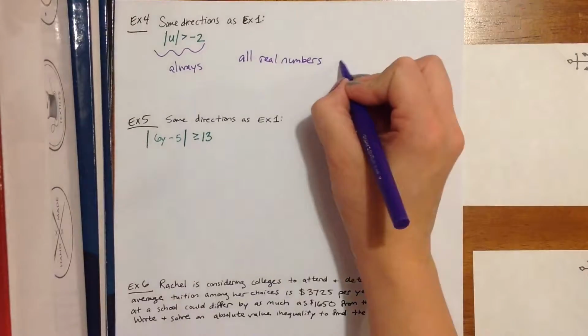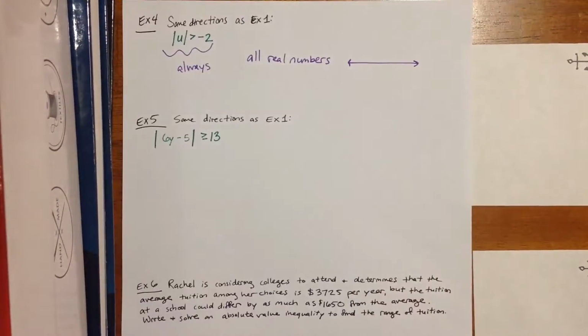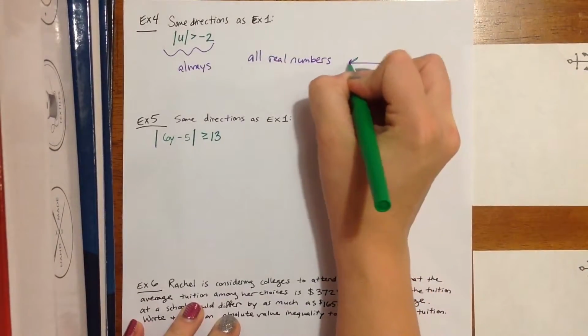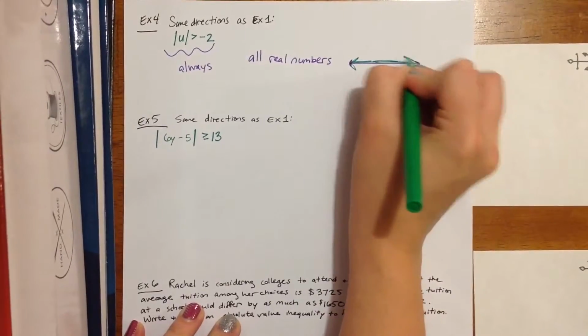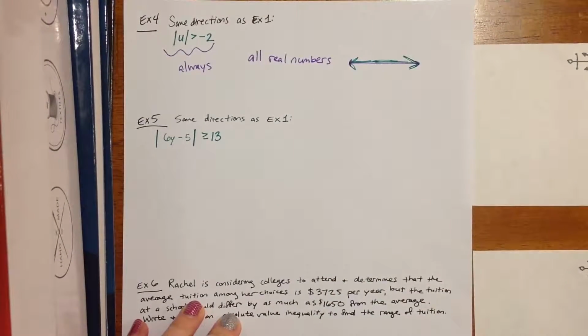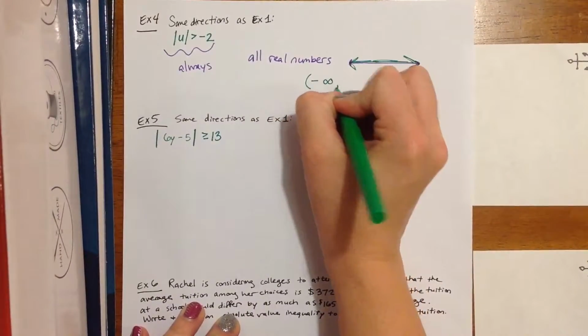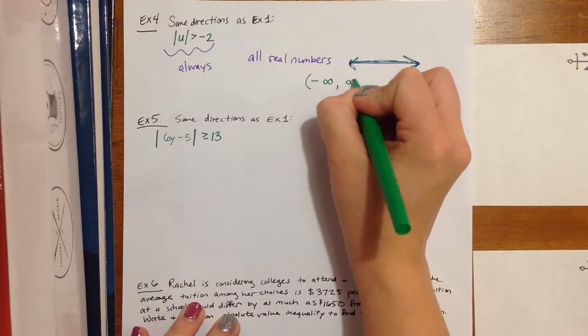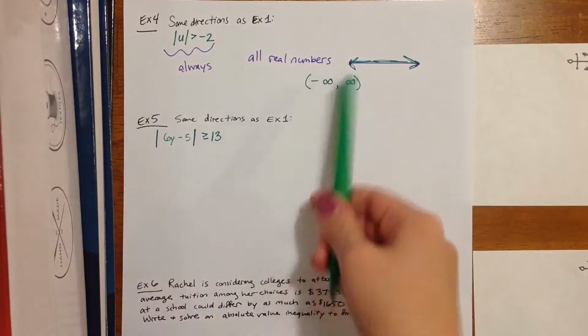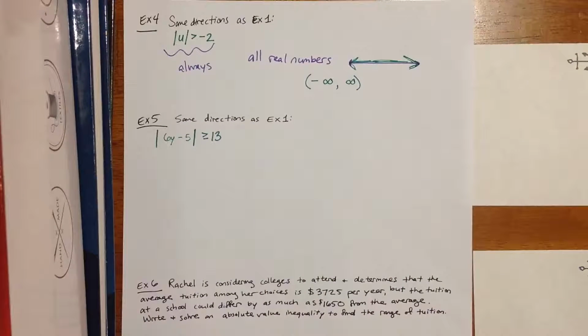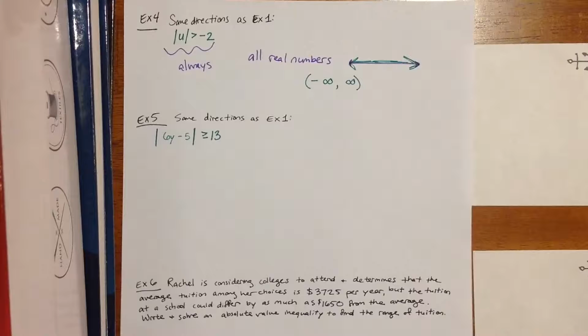How do you graph that on a number line? You shade the whole number line. All of it. All real numbers. How do you write that in interval notation? You say I can be as low as -infinity and as high as +infinity. That is all of the numbers, all of the answers. There we go. Let's go to one that's a little more interesting, a little more complicated.